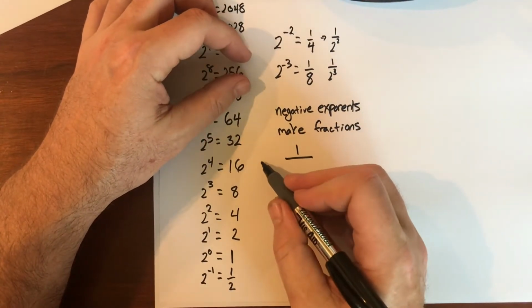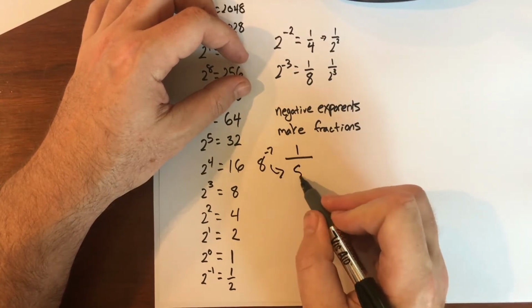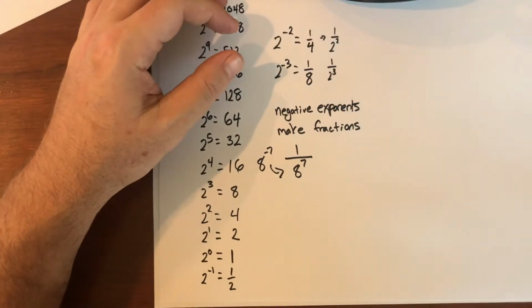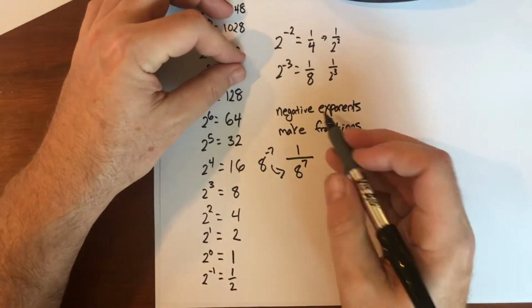So if I have, let's say, 8 to the negative 7, well, it's going to go down here and be 8 to the 7th power. I'm never going to make you figure that out because it's a really big number. But that's what a negative exponent does.